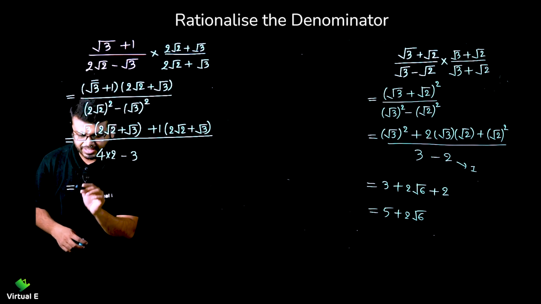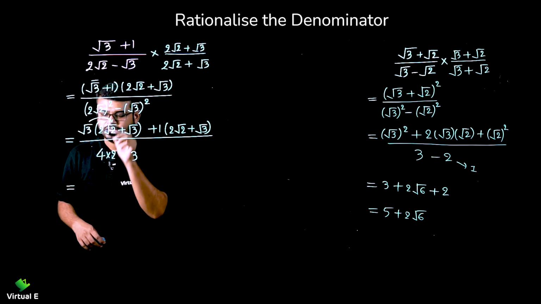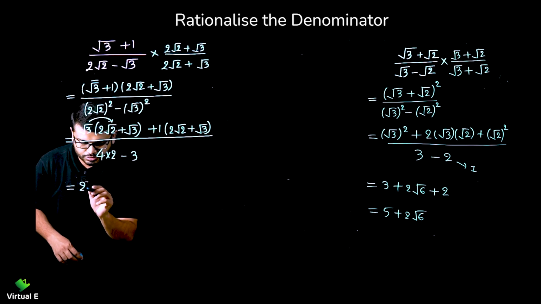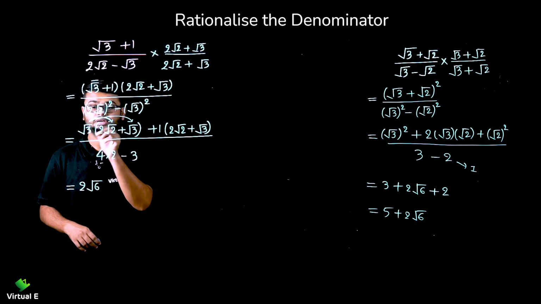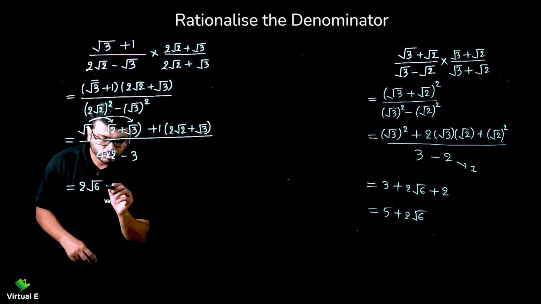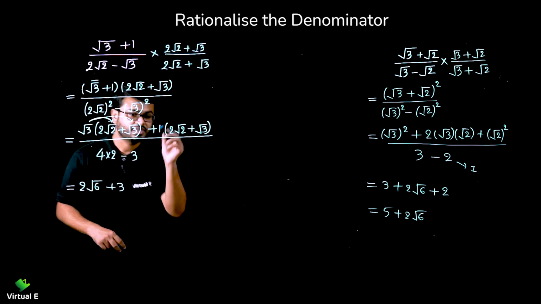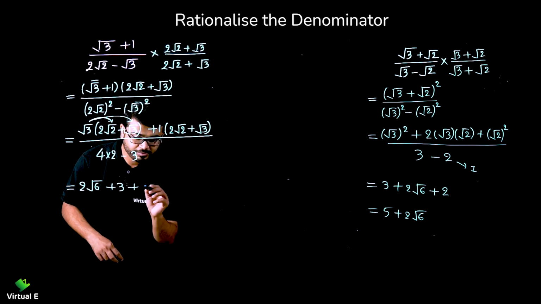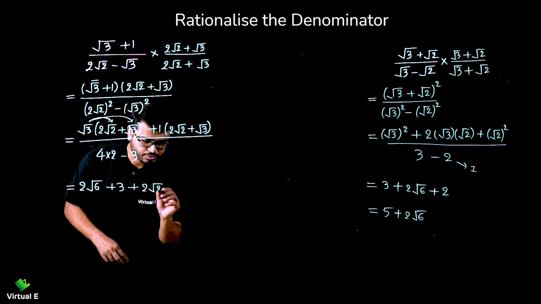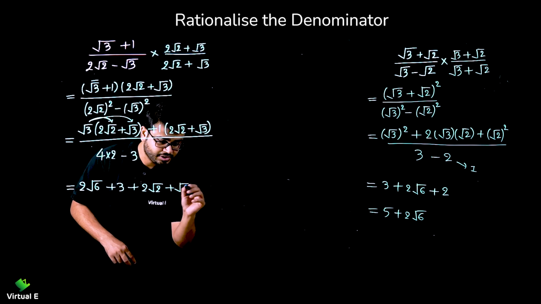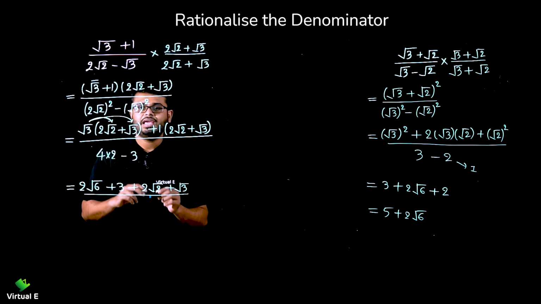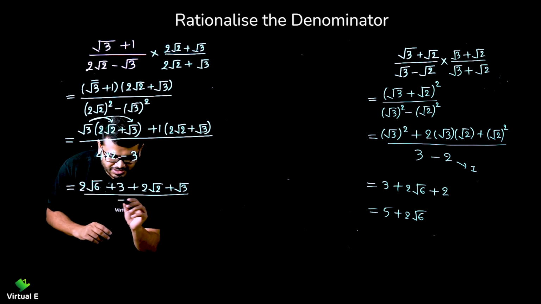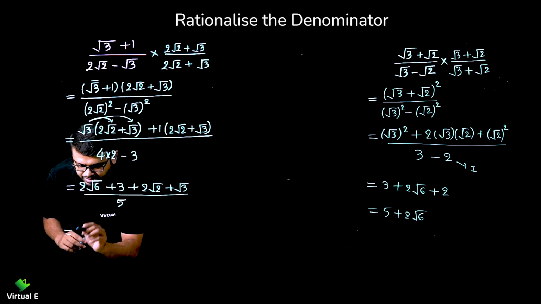Then let's simplify the numerator. Root 3 into 2 root 2, that is 2 root 6. Then let's multiply further. Root 3 into root 3, that is plus 3 only. Now anything multiplied with 1 is going to remain the same only. So 2 root 2 plus root 3. Done. And denominator, 4 2s are 8. 8 minus 3, that is 5. So we can write it as 1 by 5 as well, that can work out.